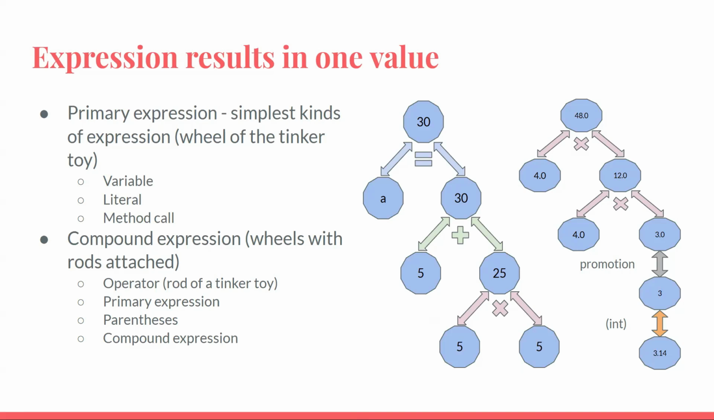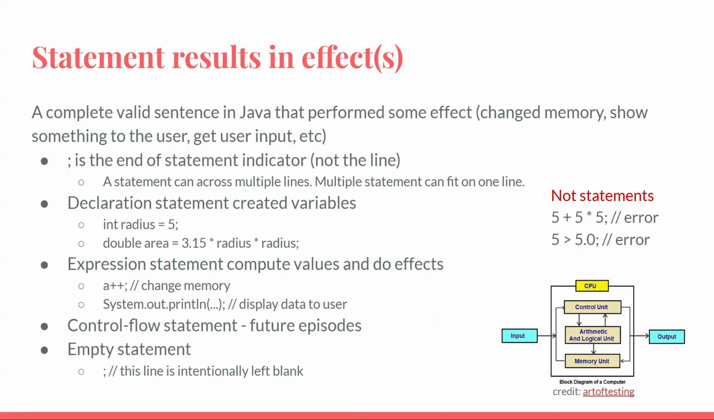Starting with primary expressions, these are the simplest kind of expressions. I like to think of them as the wheels in the Tinker Toy, the ones on the outer edge of this pyramid. From these wheels, you can use operators, the rods, to build compound expressions. Because these operators create a new value, you can use the result to build even more expressions, and you can just keep stacking them. Expressions are powerful, but a bunch of expressions alone would not make a valid Java program.